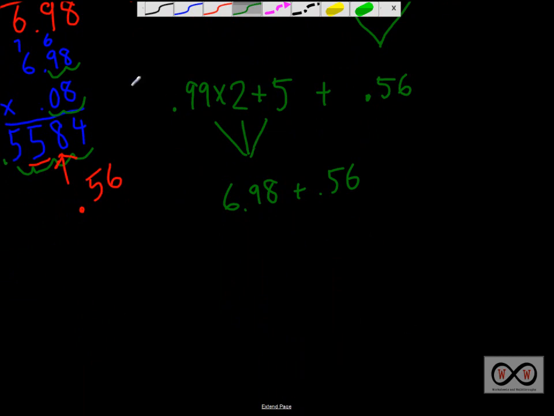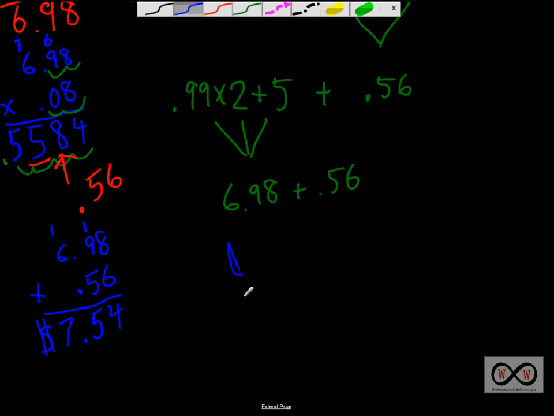Anyhow, so let's get back to the problem. We've got $6.98, and we've got to add our tax. And when you add or subtract decimals, you have to line up those decimal points. So we've got 56 cents. 8 plus 6 is 14. 9 plus 1 is 10. Plus 5 would be 15. 6 plus 1 would be 7. And there you have how much Joe paid for 2 apps and the gift card.